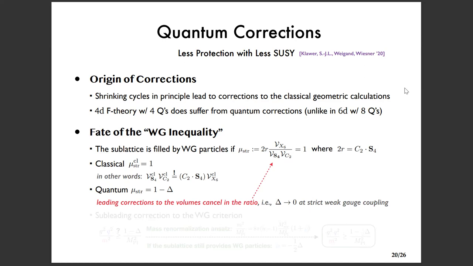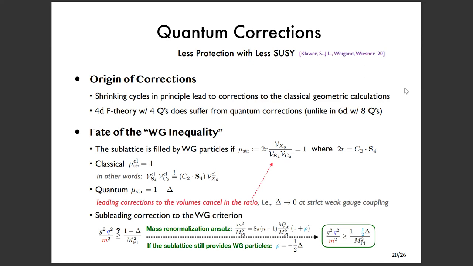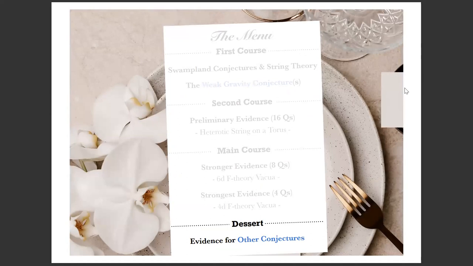Furthermore, by also considering subleading corrections, we have been able to propose a slight modification of the weak gravity criterion, but let me not get into all the details of this. Instead, I will just give you the dessert after going through all these equations. It will be about some other swampland conjecture that I said, and no equation will appear anymore. So you can sit back and enjoy this dessert.